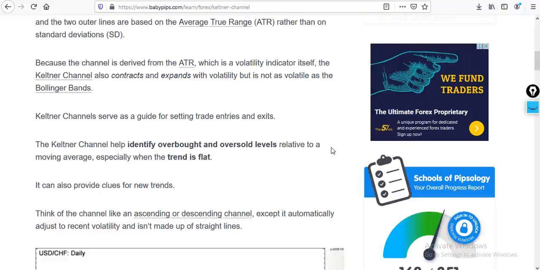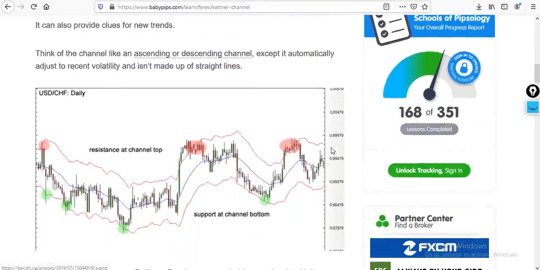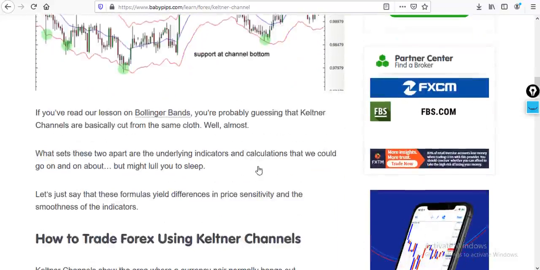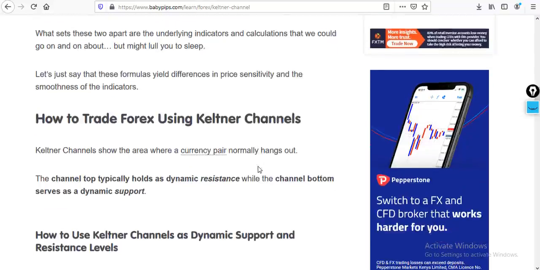Okay, the Keltner channels help us to identify overbought and oversold levels relative to the moving average, especially when the trend is flat. So look at the chart here. This is a daily time frame of USD Swiss franc. At the top you see this red area right here, signaling that the price of the market has been overbought. A reversal is at hand, and what happened? Price tumbled down. However, when the price hits this red line at the bottom, this signals that the price has been oversold, and the reversal to the upside is imminent. And what happened? Price rode up. So in some way it is similar to the Bollinger Bands.